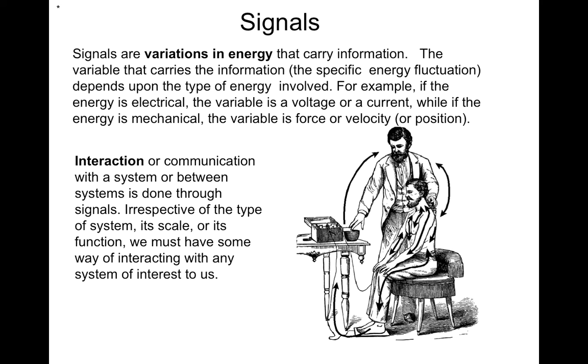The interaction or communication with a system or between systems is done through signals, and independent of the type of system or its scale or function, we have to have some way of interacting with some sort of signal of interest to us. So the photograph here shows a very old picture of a person with what appear to be electrical currents traversing through the body, and then someone trying to make a measurement of that.